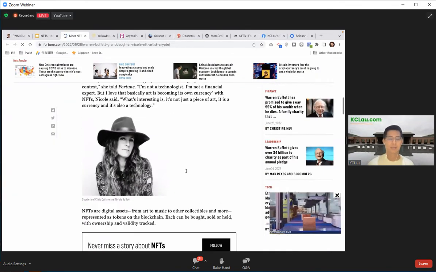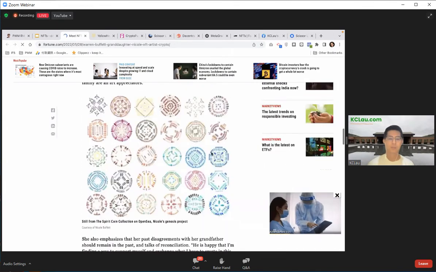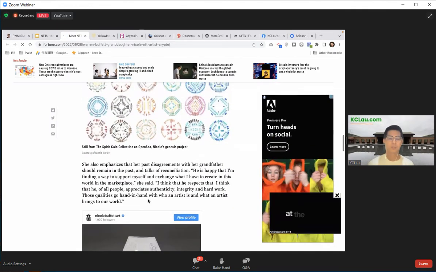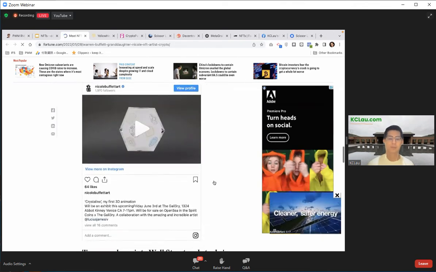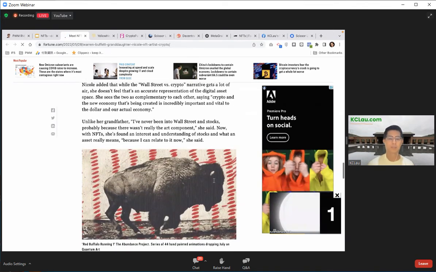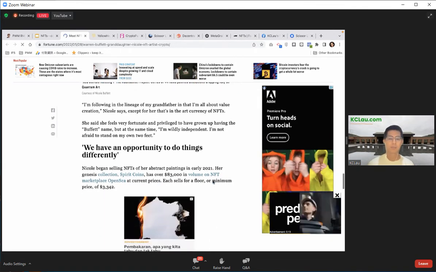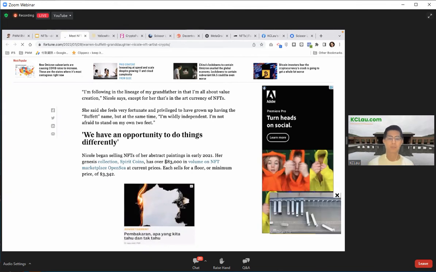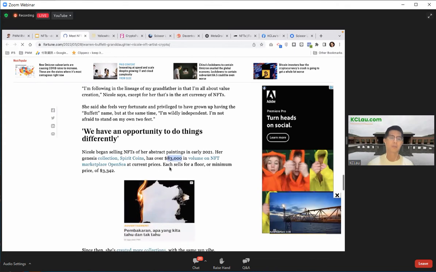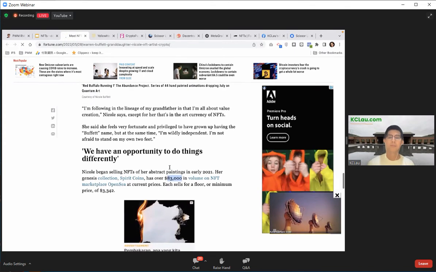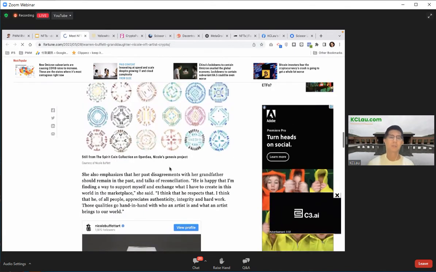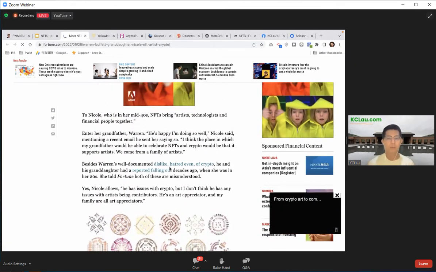So she made some Zen-like designs, like for example this one. She sold it for quite a lot of money, right? I don't know if it's millions, but definitely like here, $83,000 in volume on an NFT, right? So artists will like this because there's just a new market for you to sell to, right? Some people just want to collect this kind of stuff.